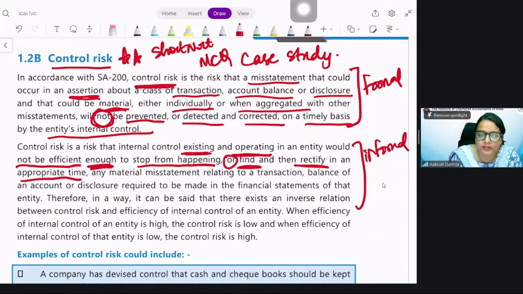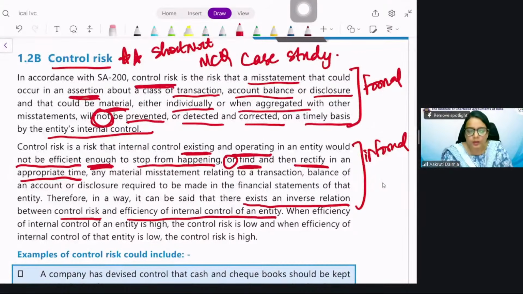It means internal control is existing, it's operating, but it is not efficient to stop from happening or to find and rectify the situation. Therefore, in a way, it is said that there exists an inverse relationship between control risk and efficiency of internal control. So tell me this. If the internal control system is very efficient, control risk will be high or low? Low. If the internal control system is less efficient, then control risk will be high. Simple. All this definition is given in SA 200. That is why they are writing SA 200. So you can also write in exam, as in accordance with SA 200. Clear?